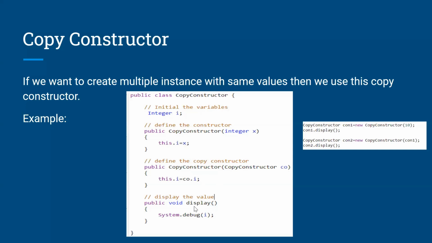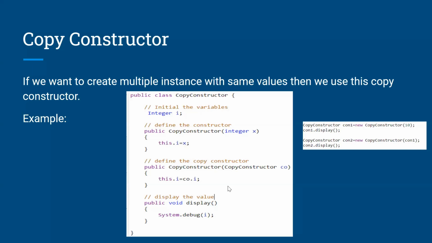Now we have one method like display, and I want to print this I value here. So now in this right panel, you can see copy constructor con 1 equal to new copy constructor. I just pass this 10 and I want to call this method that is called display. Under the display, you can see only the 10 value here because we already passed the 10 value. Now in the second line, just focus on that. Constructor 2 equal to new copy constructor con 1. I just pass this first constructor, or we can say the first instance, under this constructor parameter. That's why it automatically prints this 10 value again and again. That is called a copy constructor.